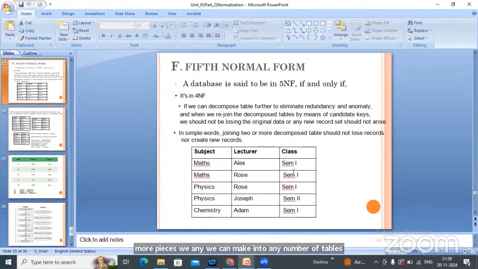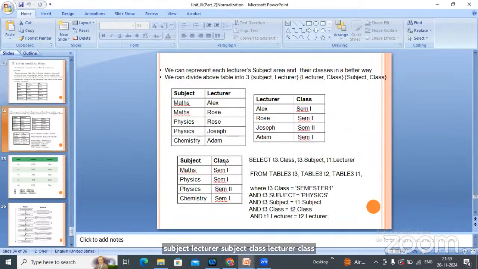So here subject, lecturer, class is there. We can make it into subject lecturer, subject class, lecturer class: subject lecturer, lecturer class, subject class. 3 tables. So it should not contain any join dependency. Is it clear? Yes or no? So this is about unit 4. Next, coming to unit 5.